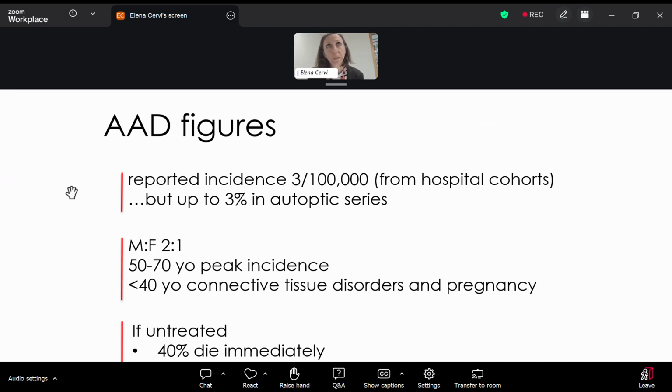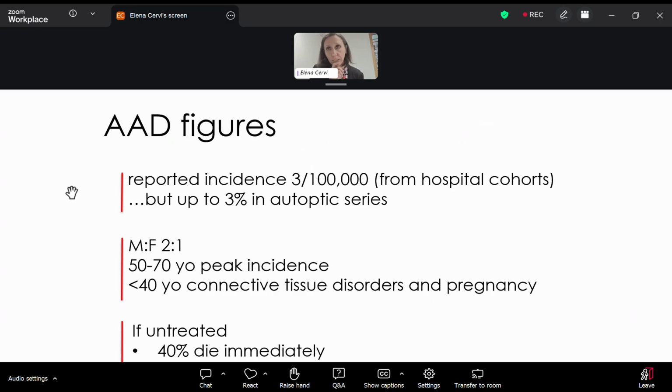And there is still a big discrepancy between the numbers that you get from the reported incidence in hospital cohorts and the autopsy series, meaning that a lot of them still die without coming to medical attention while they're still alive. When do you need to be concerned?